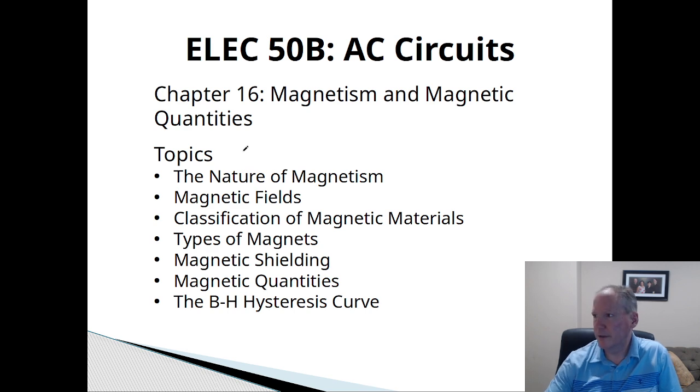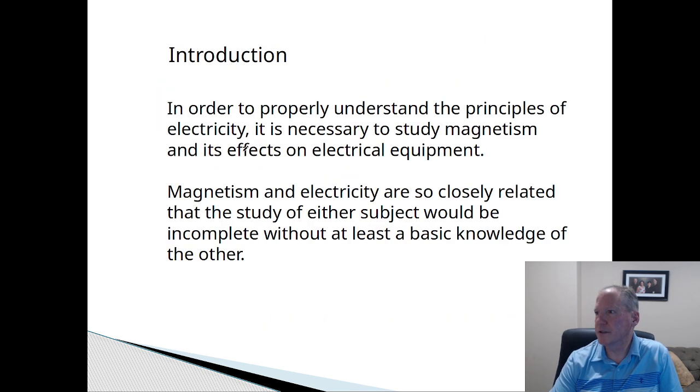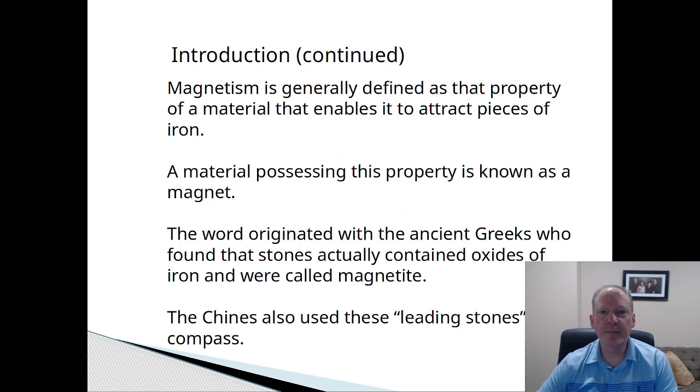The idea of magnetism and electricity is that they're so closely related that basic knowledge of one or the other will familiarize us with what's going on. The definition of magnetism is the property of a material that enables it to attract pieces of iron.